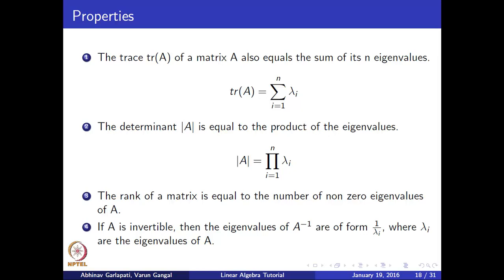Also, we can describe the eigenvalues of A inverse in terms of the eigenvalues of A, provided of course A is invertible. The eigenvalues of A inverse will be of the form 1 by lambda_i, where lambda_i is an eigenvalue of A.